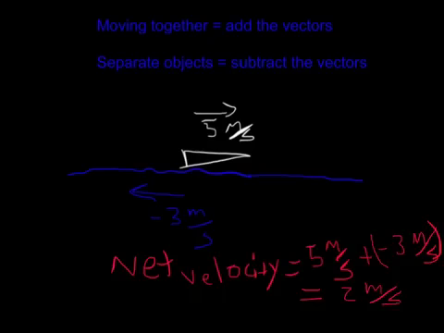Now had that been a negative value, if this had been the negative and this had been the positive, I would have ended up with a negative one. That would mean it was moving this way. But since I got a positive one, it means it's moving in the positive direction.